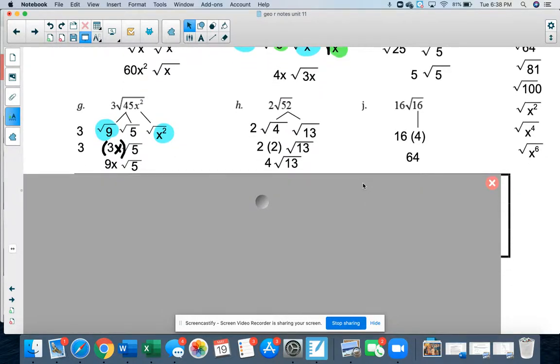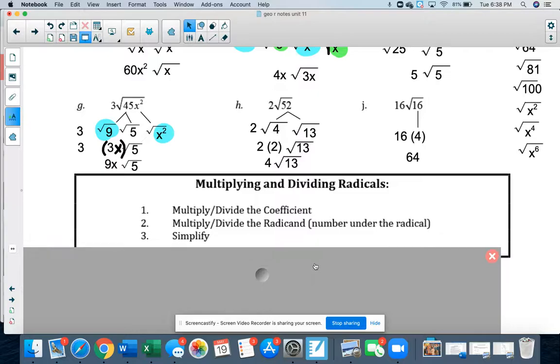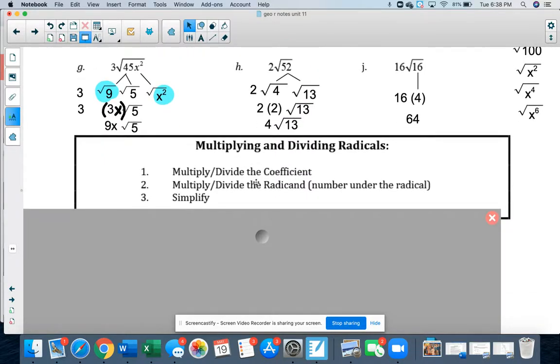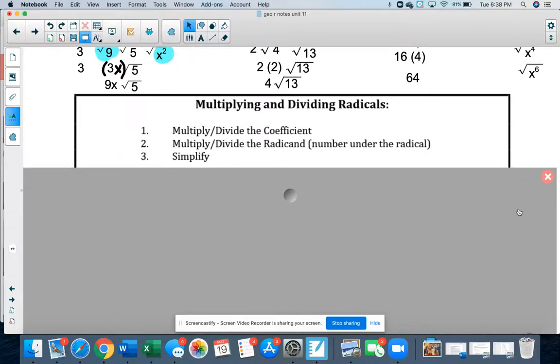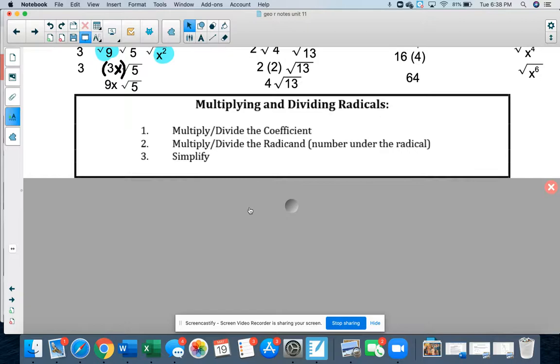Okay, we're going to do some multiplying and dividing in this first lesson, and then we're going to leave the adding and subtraction for tomorrow's lesson. That's actually a little bit harder to do. When I'm multiplying radicals, you multiply or divide the coefficient. That's the number in front. So if these have any numbers in front, you just multiply or divide them as normally. Then you multiply or divide the number under the radical. That's called the radicand. And then you just simplify.